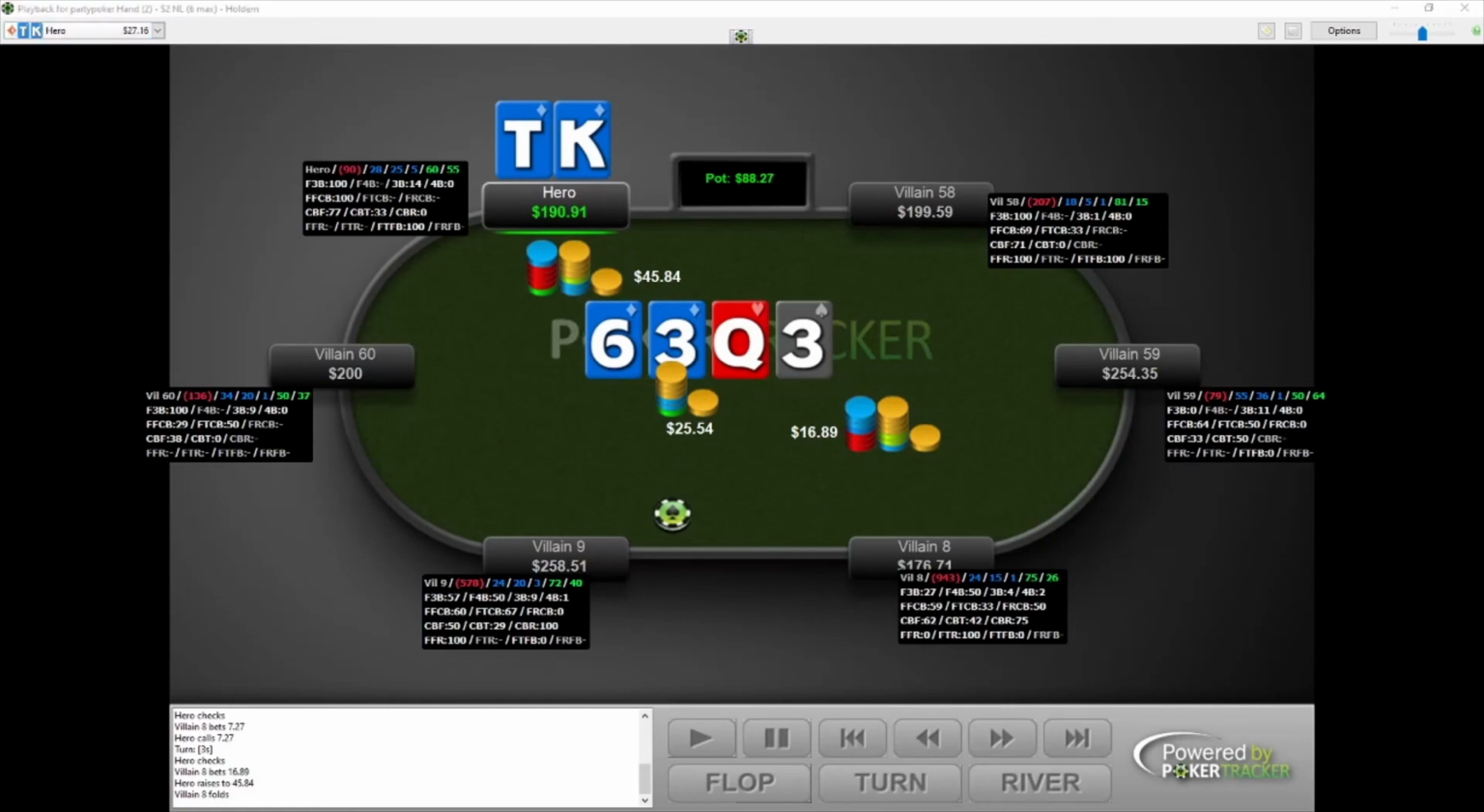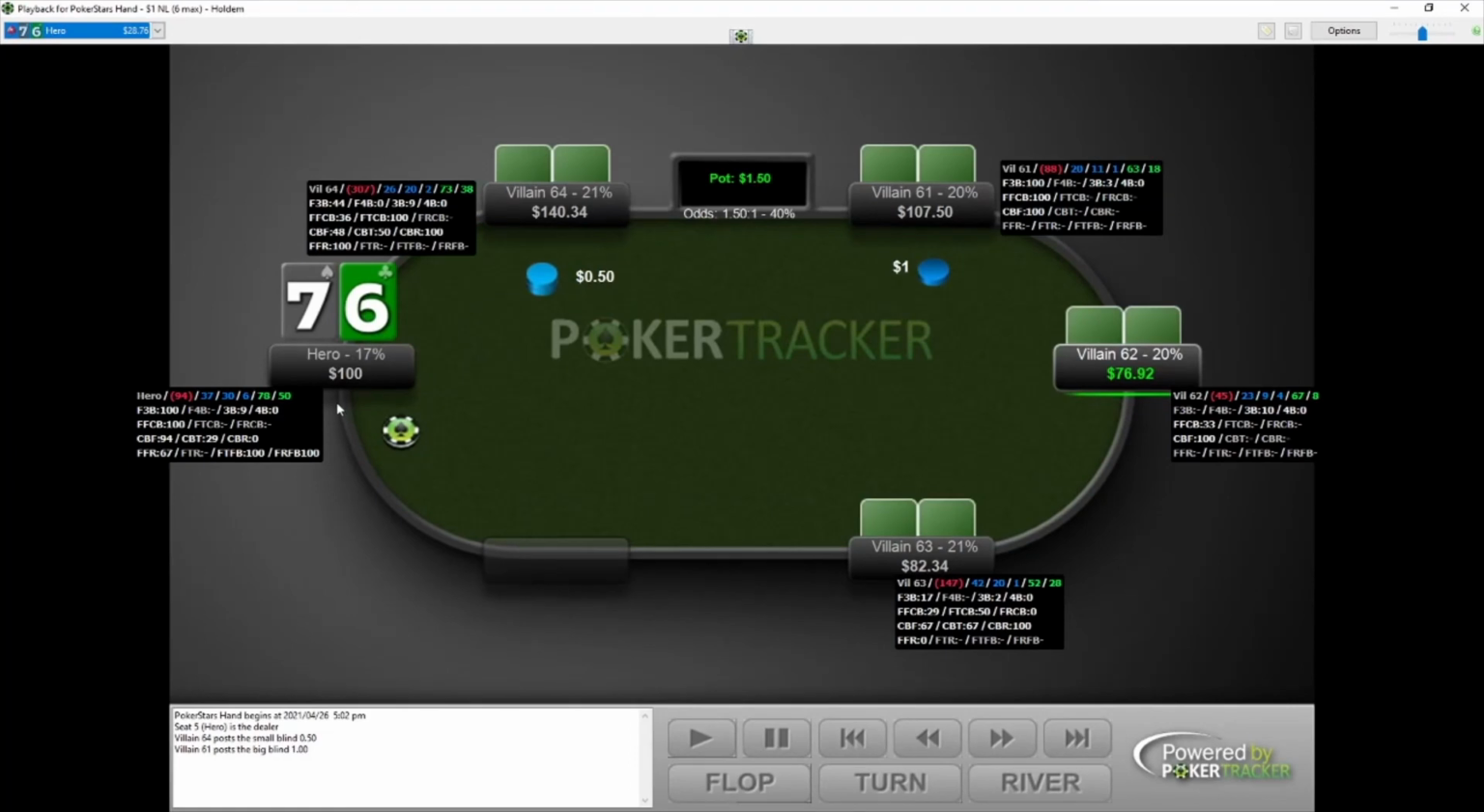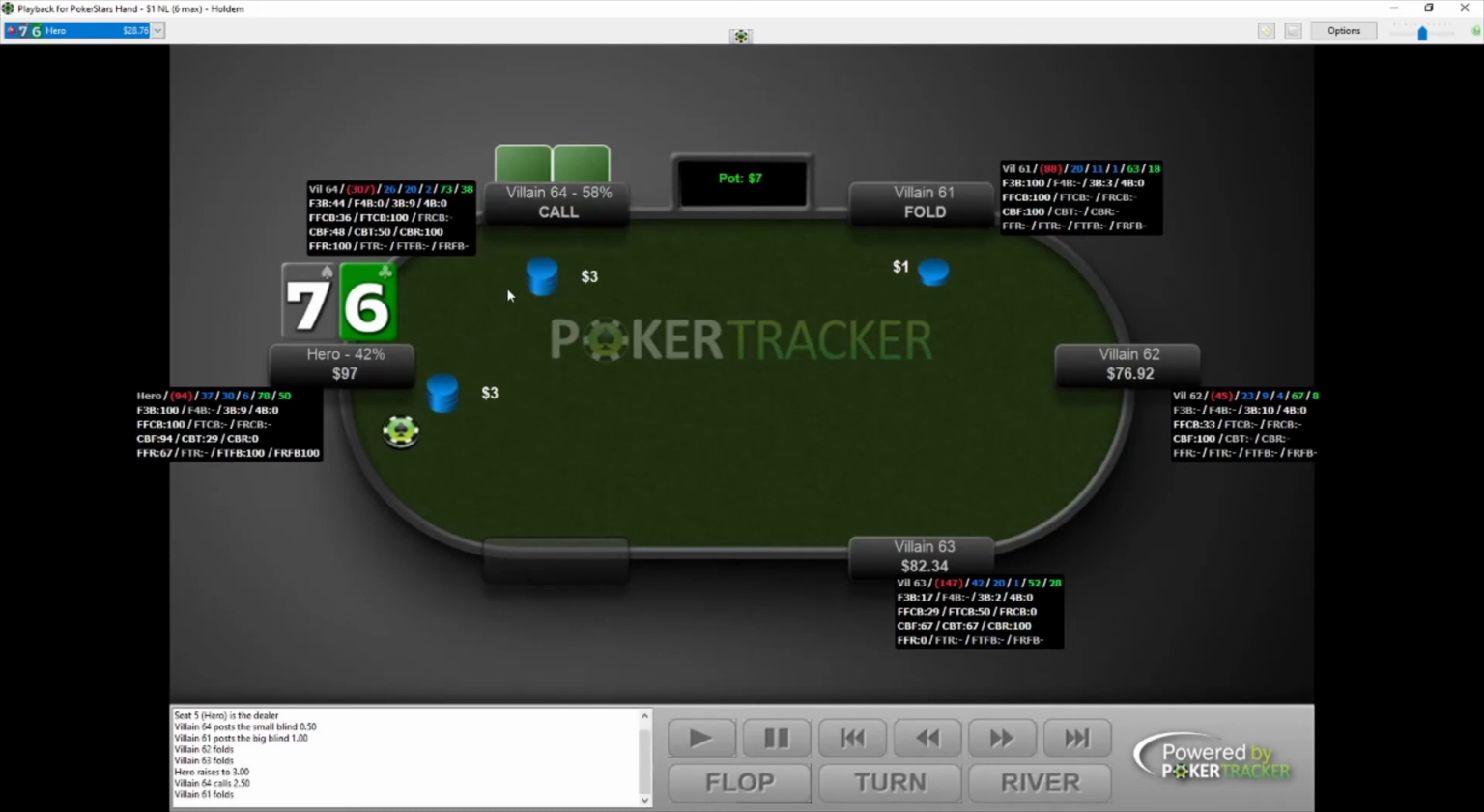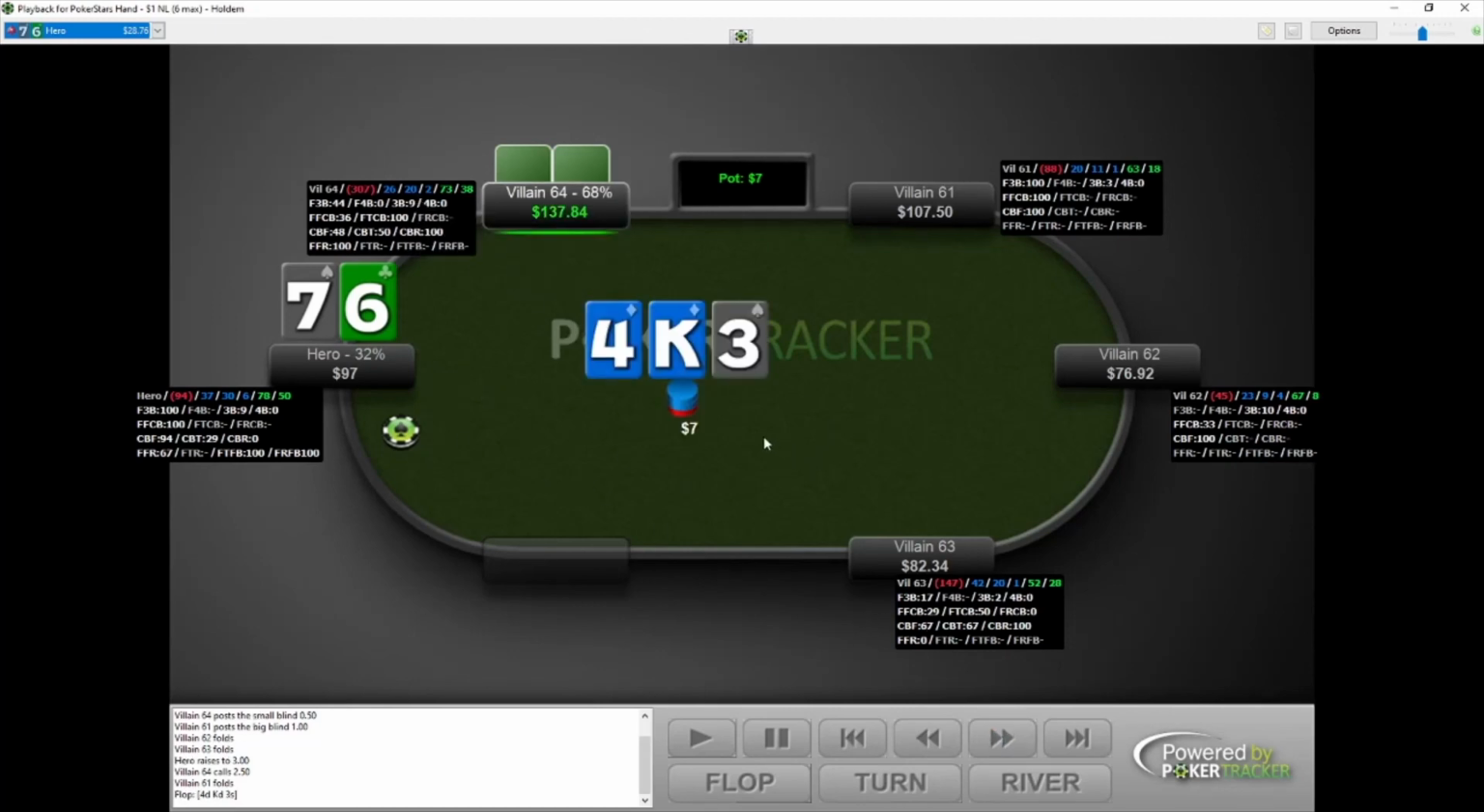The next example we have is 7-6 offsuit from the button. So it folds around to us, and we decide to make a fairly standard open raise, and we get a call from the small blind, which is a pretty decent regular. We flop a gut shot, and this is a pretty good opportunity for us to bet.